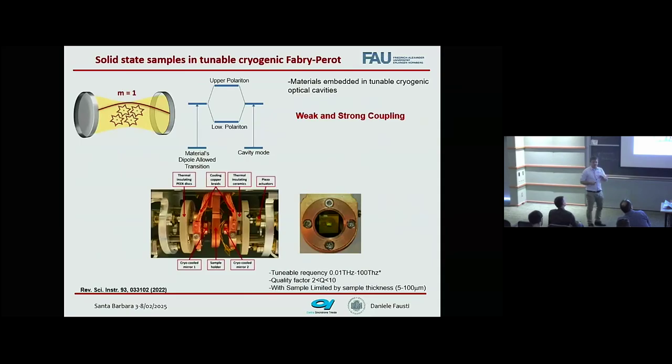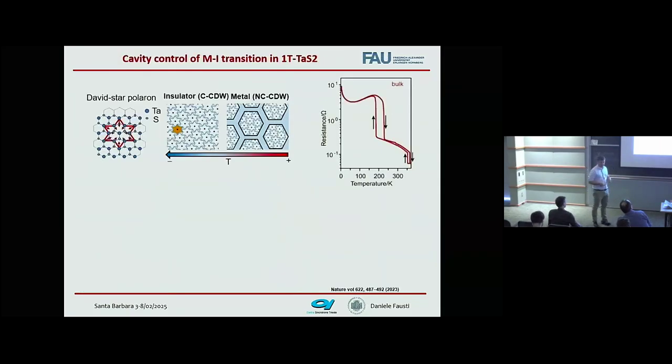He mentioned that one of the good things would be to have tunability, and we developed our own system to have tunable Fabry-Perot cavities in a cryogenic environment, but those are technical details. What we did is reported in a paper from last year. We studied a system which has a metal insulator transition.